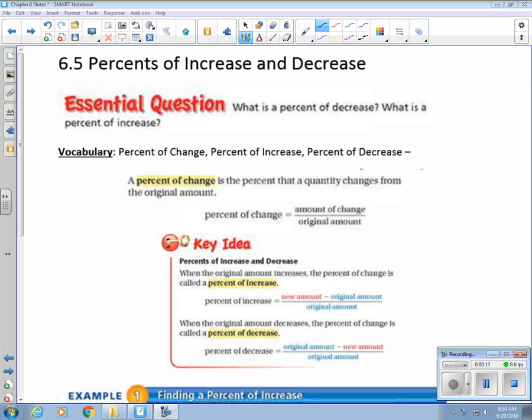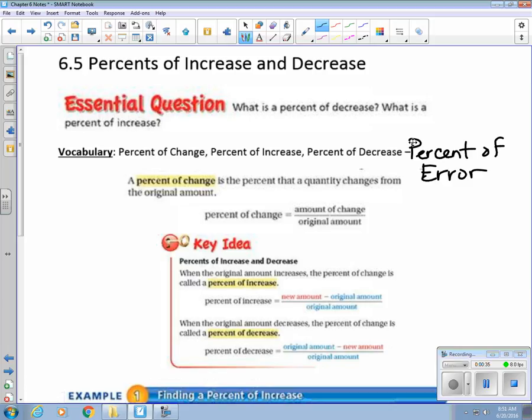We have a few vocabulary words that we need to make sure we know how to define as we go through. So that's percent of change, percent of increase, percent of decrease, and I'd like to add one more here. It would be percent of error. This is something that we're going to do in this lesson, so it should be a vocabulary term as well.